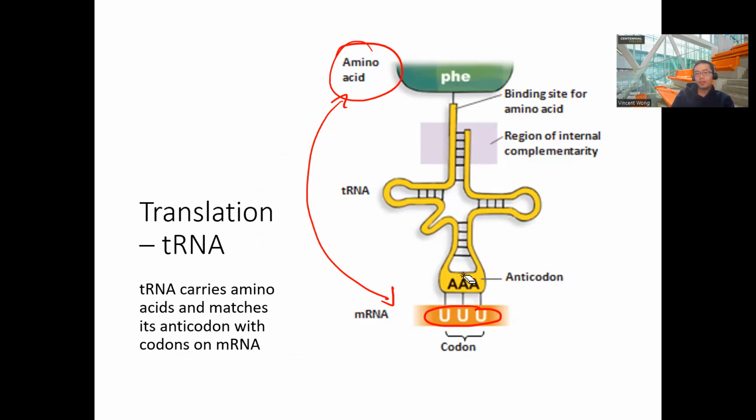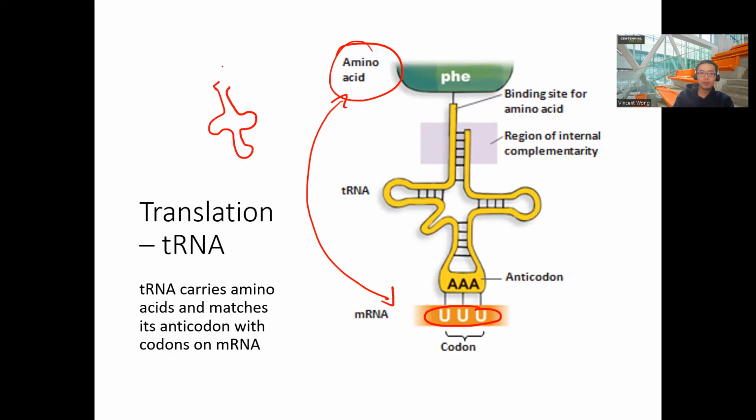Well, at the bottom of the tRNA, there is the anticodon. And the anticodon must pair up with the codon, right? So what's complementary to UUU? Complementary to UUU is AAA, right? So if the anticodon on the tRNA is AAA, it will dock perfectly onto the mRNA, and then the amino acid would be brought to the ribosome.